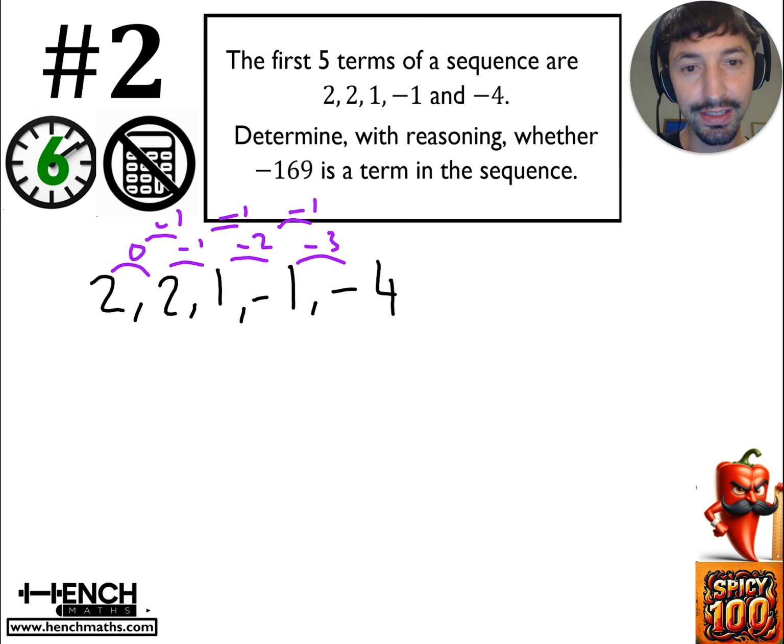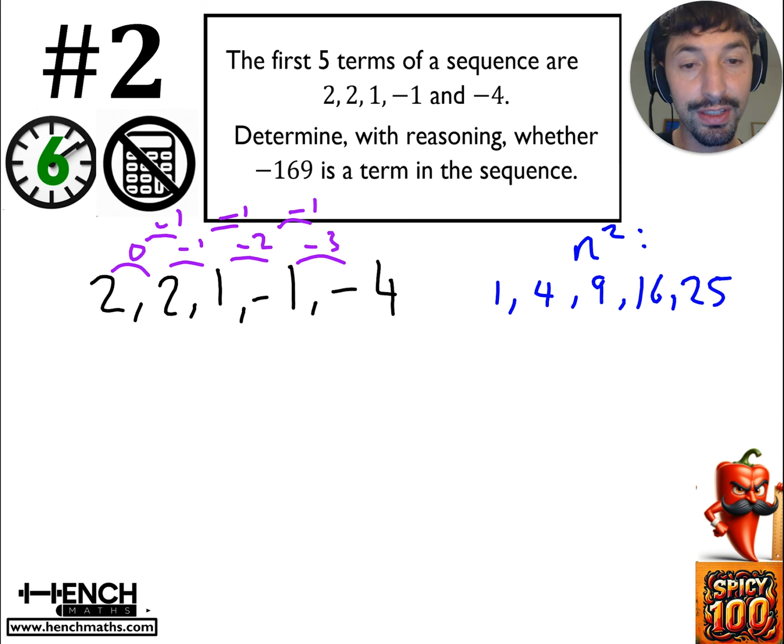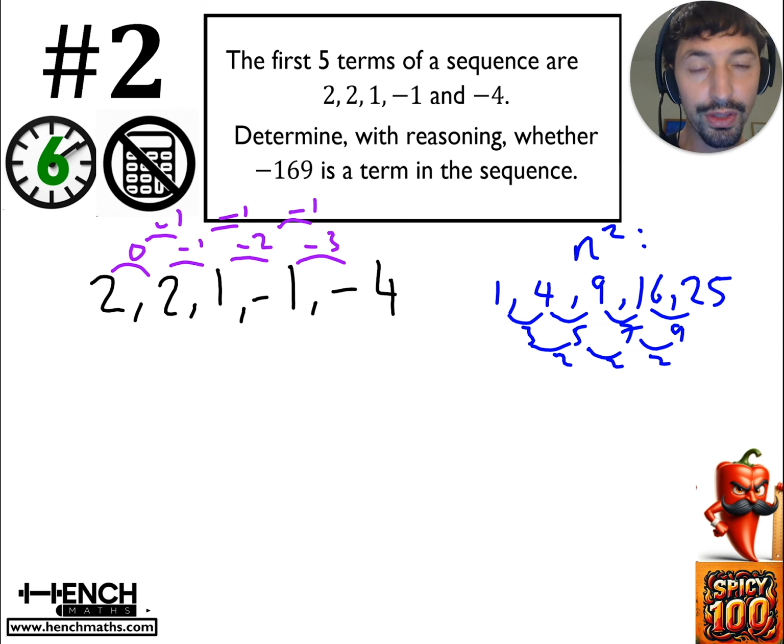The logic behind this is if we consider the sequence for n squared. So n squared would be all the square numbers: 1, 4, 9, 16, 25. Now if we look at the differences, 3, 5, 7, 9, then 2, 2, 2. So the square number sequence has a second difference of 2. If ever you see a sequence that has that property, it generally means it's a quadratic sequence.